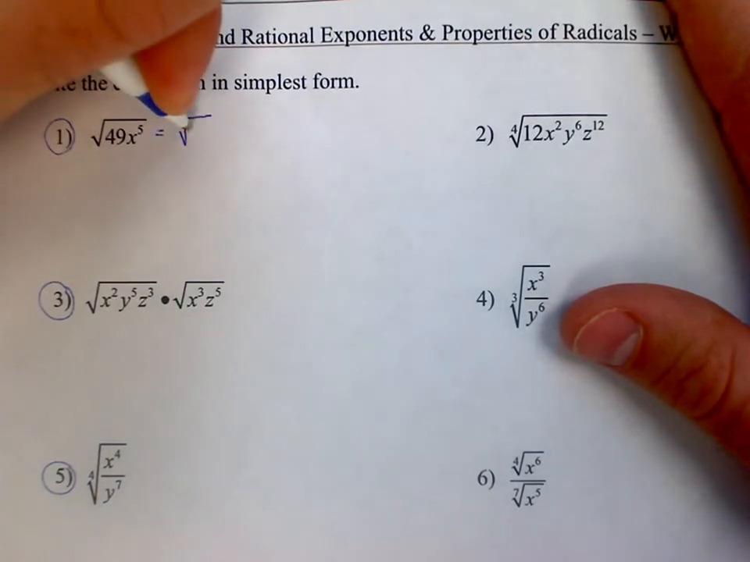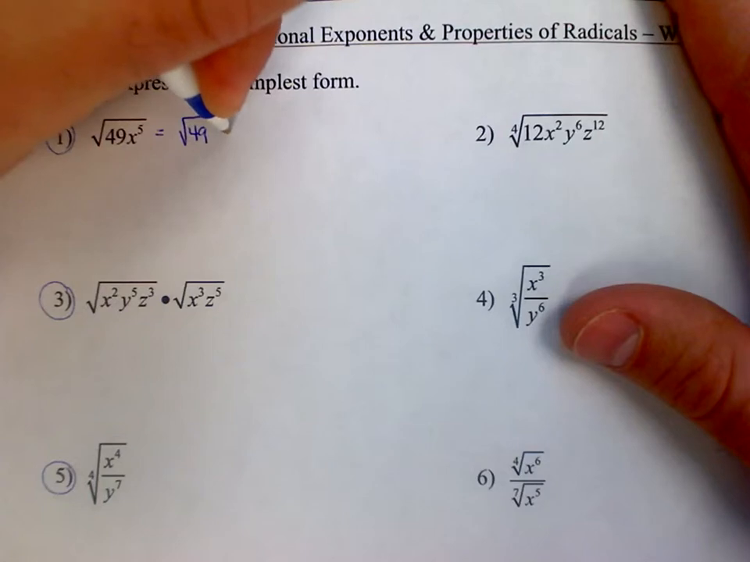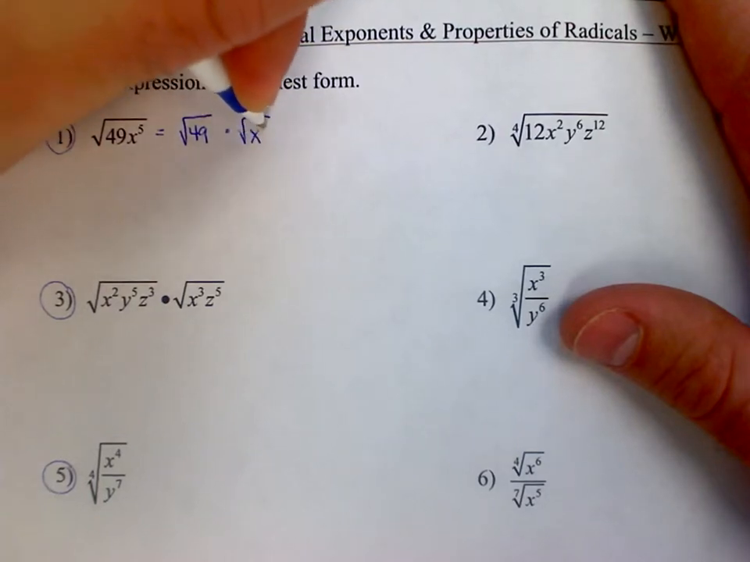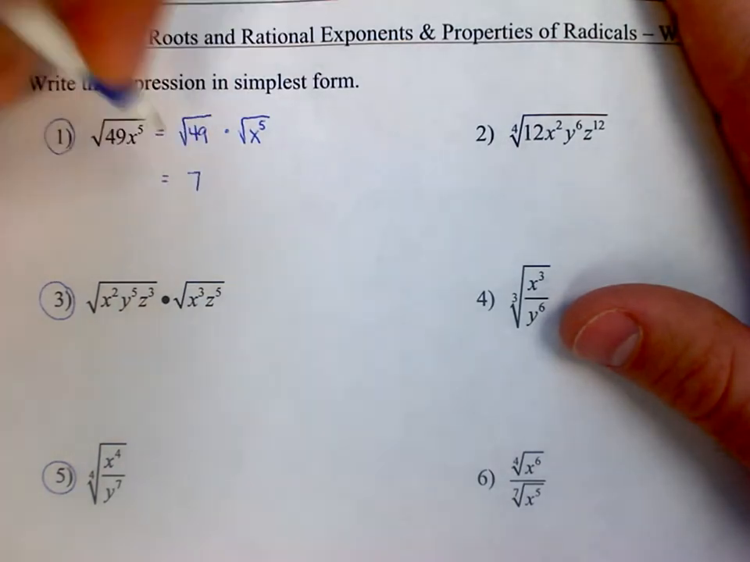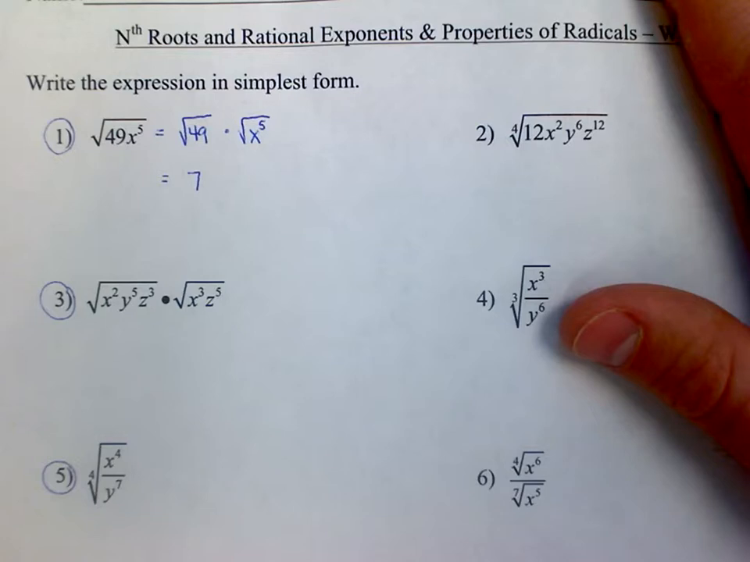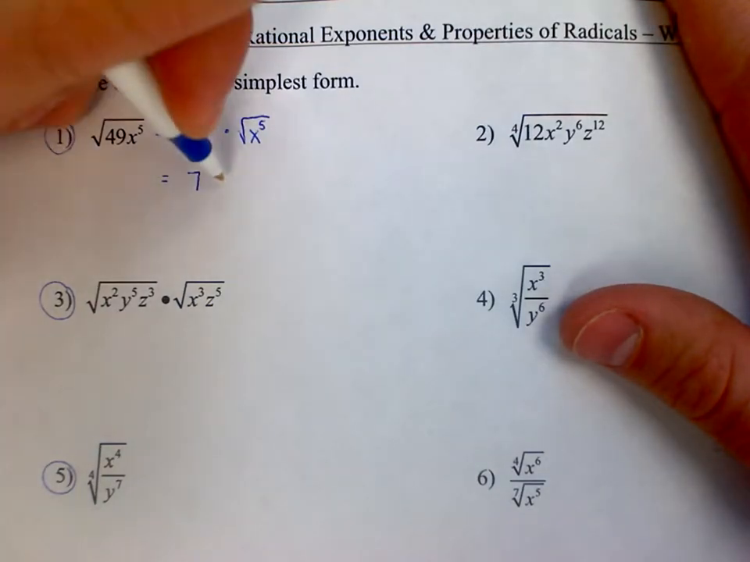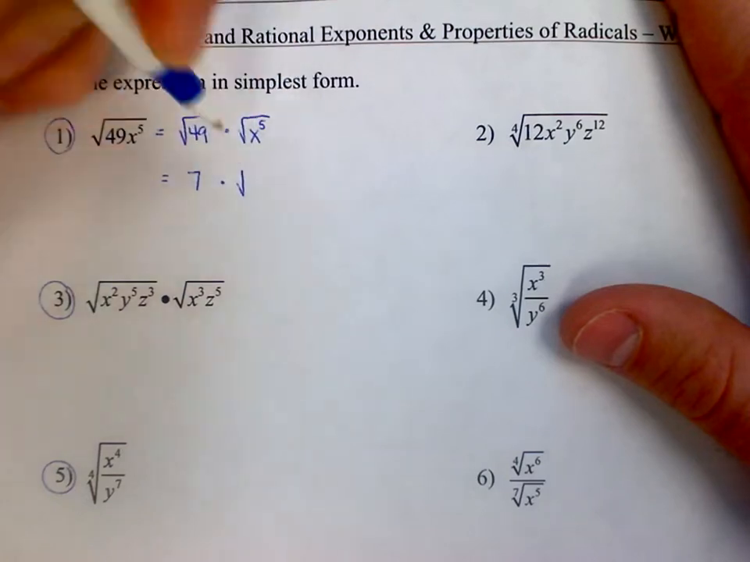See, the square root of 49 x to the 5th is really the same thing as the square root of 49 times the square root of x to the 5th, okay? I know the square root of 49, that's just 7. But the problem is, how do I deal with this x to the 5th? It might be helpful to think of x to the 5th as really, and there's a reason, I'll show you this in just a second.